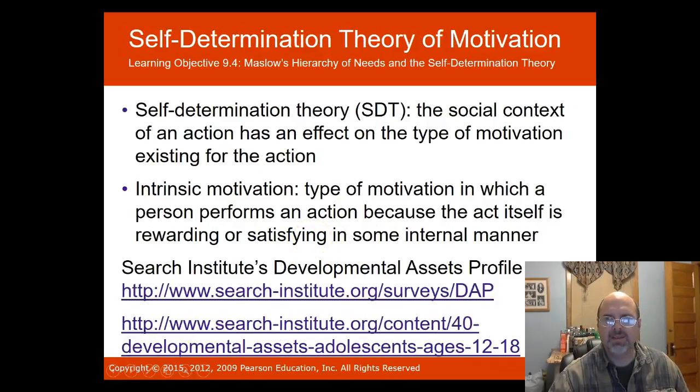Next, Ryan and Deci in 2000 came up with what's called the self-determination theory, or SDT. And basically, they said there are three inborn and universal needs that help people gain a complete sense of self as a whole. Those three universal needs are autonomy, the need to be in control of one's own behavior and goals; competence, the need to master challenging tasks; and relatedness, the need to feel a sense of belonging, intimacy, and security in relationship to others.